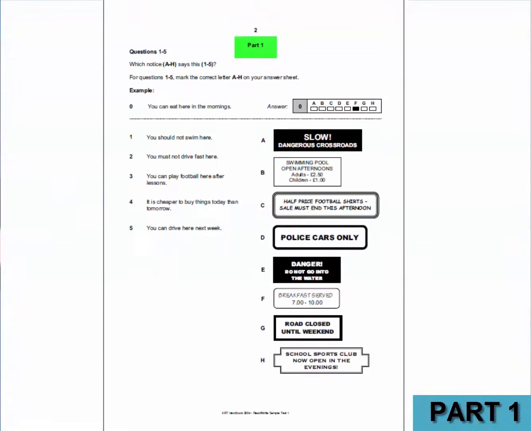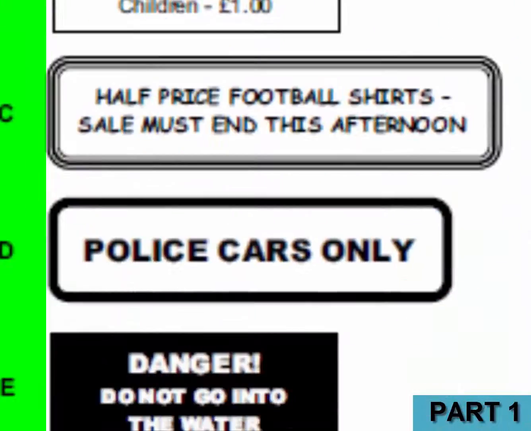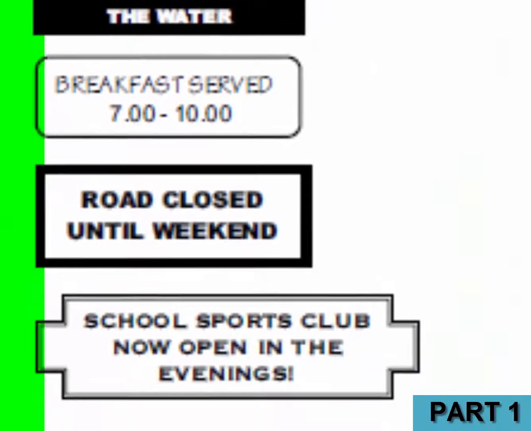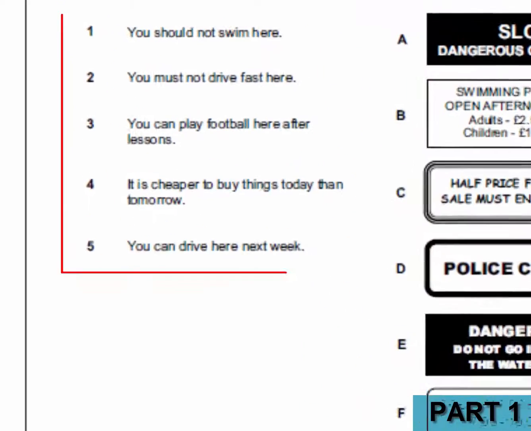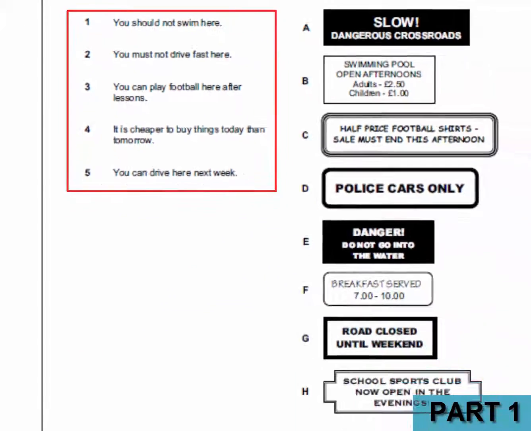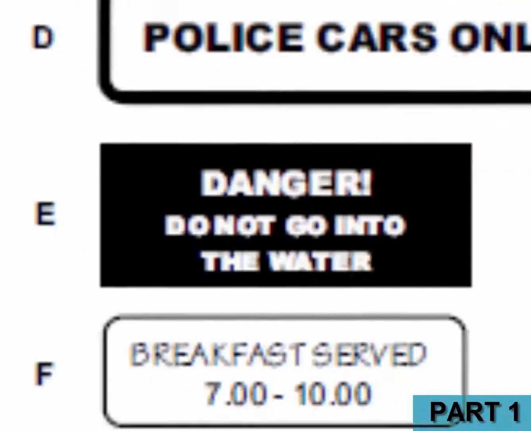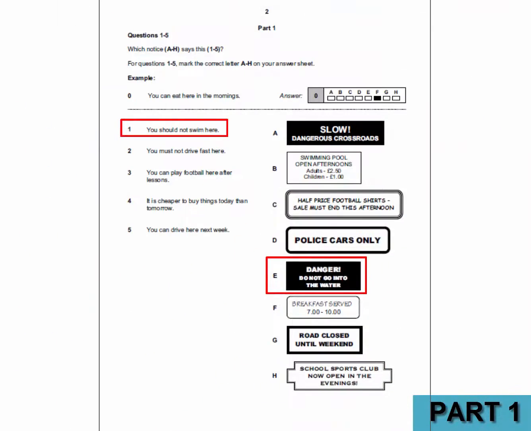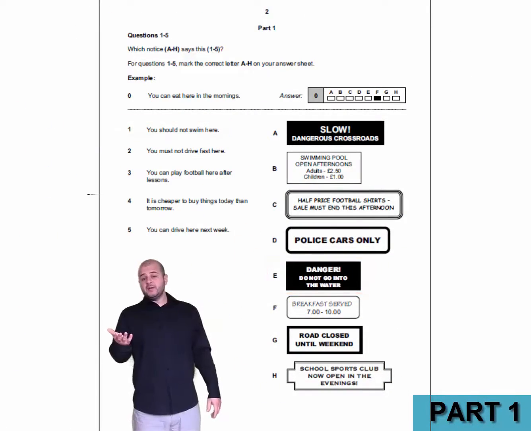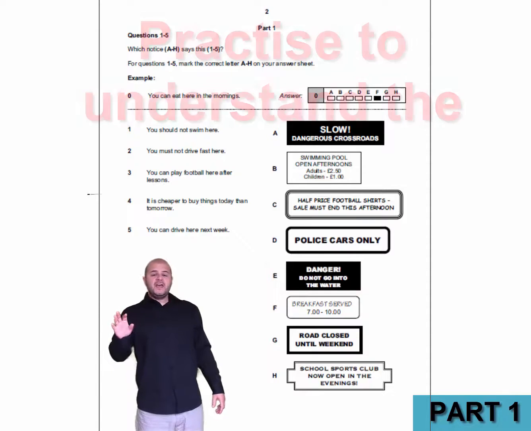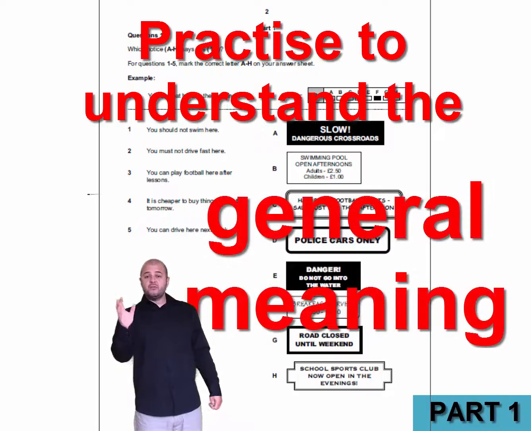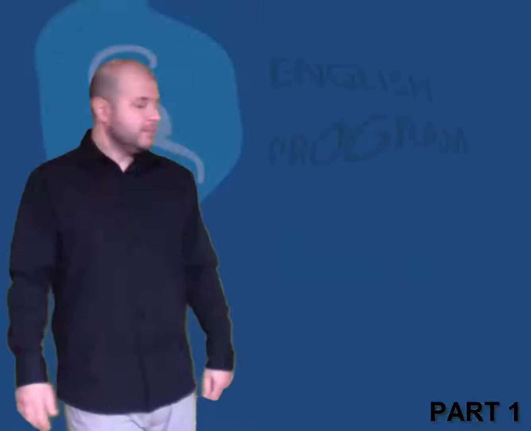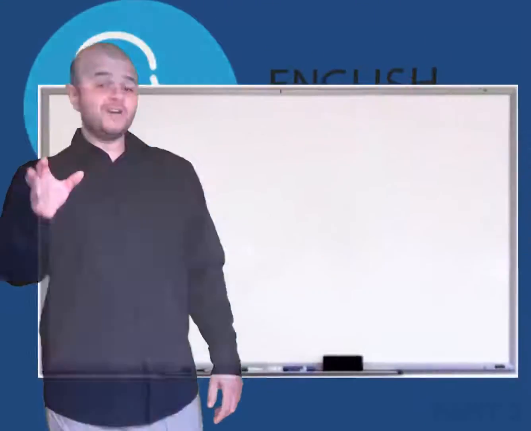In part 1, there are 8 signs, notices, or other very short texts, A to H, and 5 sentences. You have to match each sentence to the right sign or notice. In this part, there are 5 questions, and you have to practice to understand the general message of the text. So let's move to part 2.